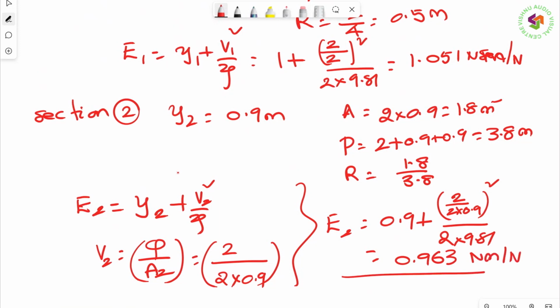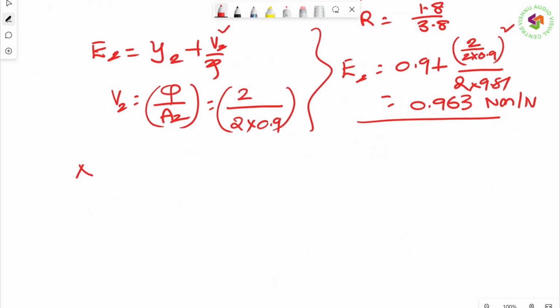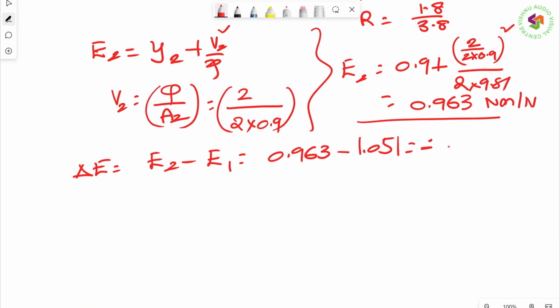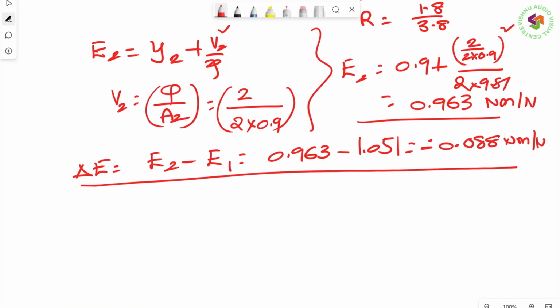So E1 is known, E2 is known. Therefore, what is delta E? It is equal to E2 minus E1. E2, already mentioned, is 0.963, and E1 we have mentioned is 1.051. So if I put this in, minus, I get 0.088 Newton meter per Newton. So this is our first step.